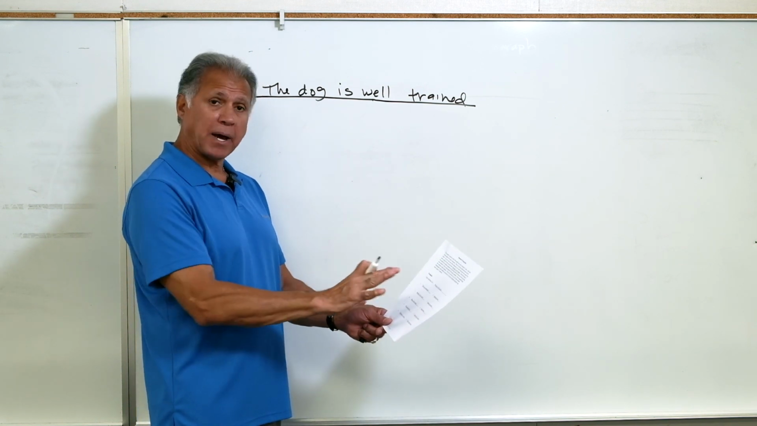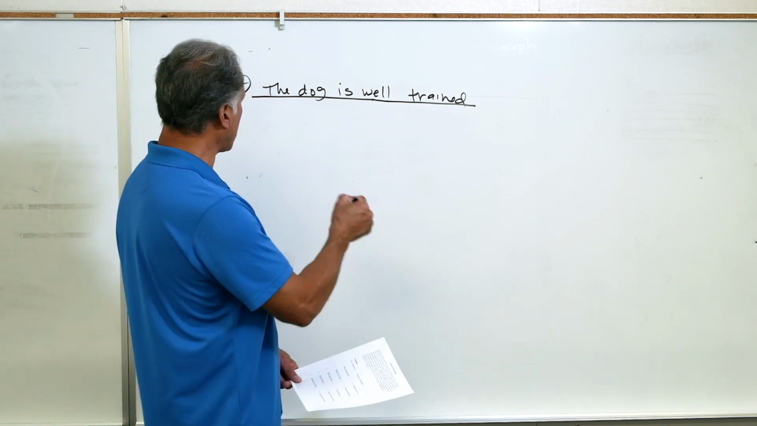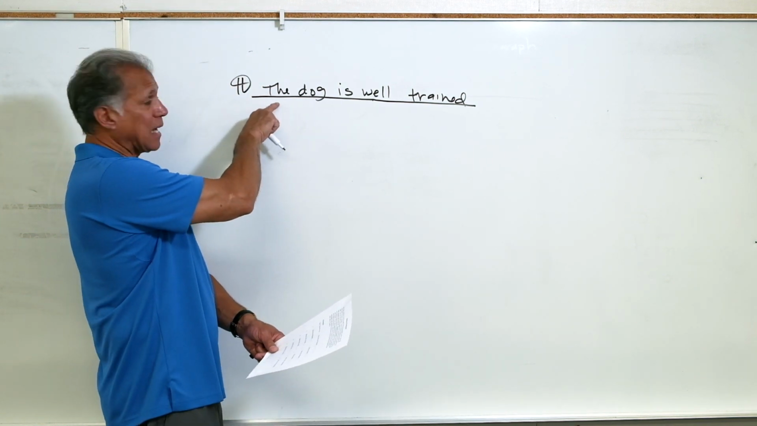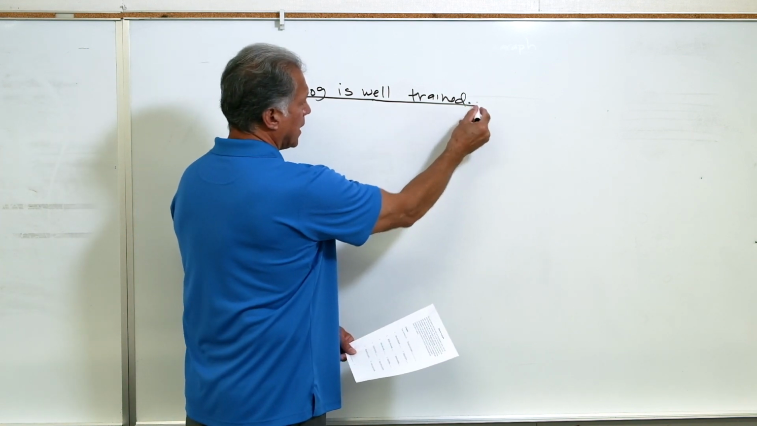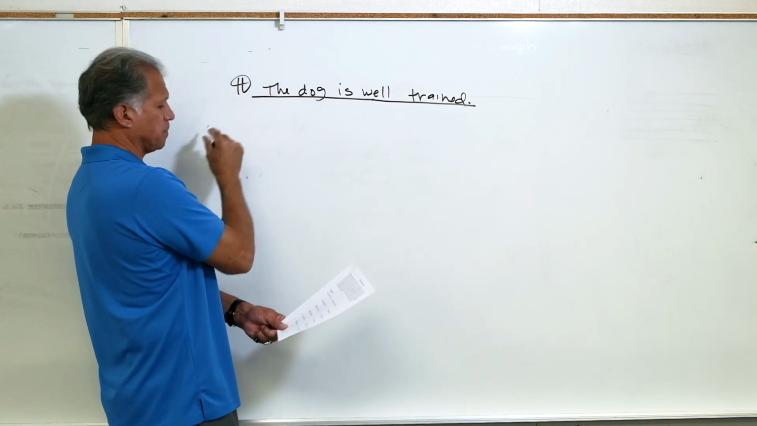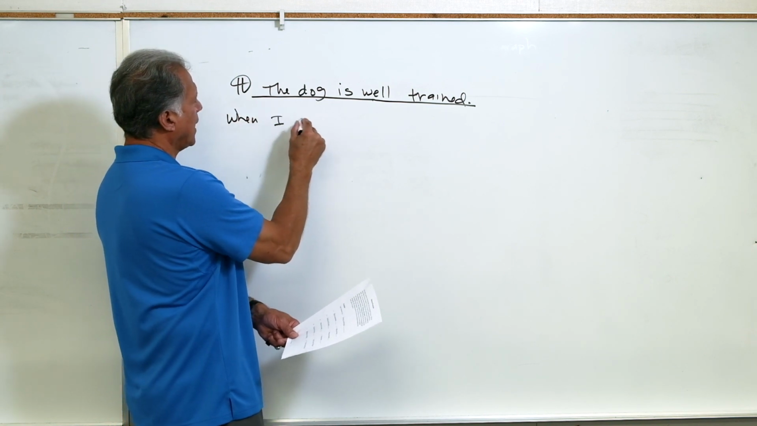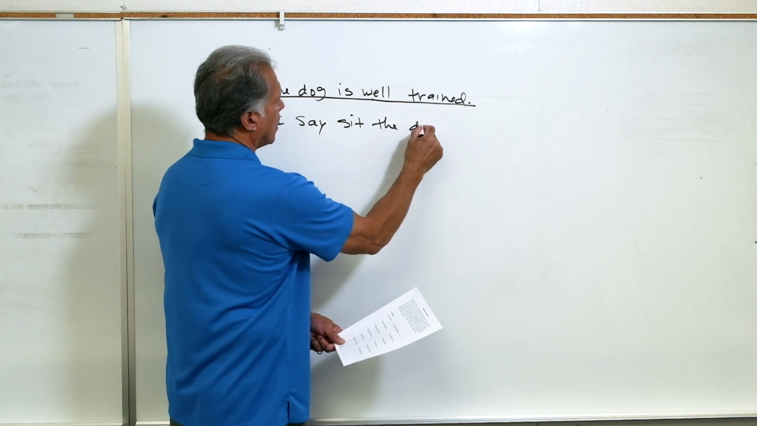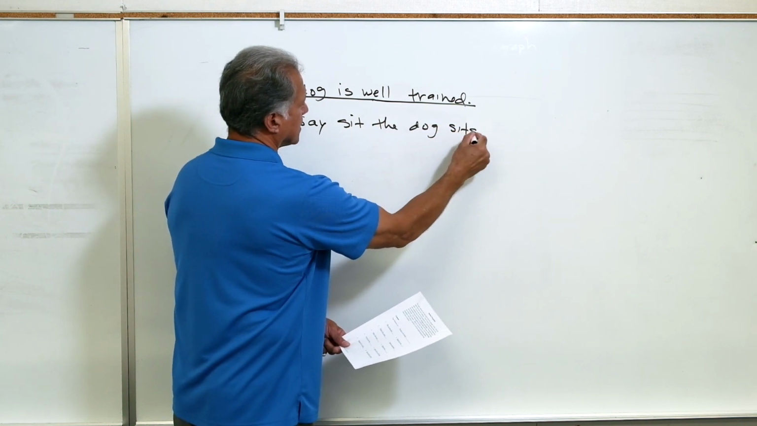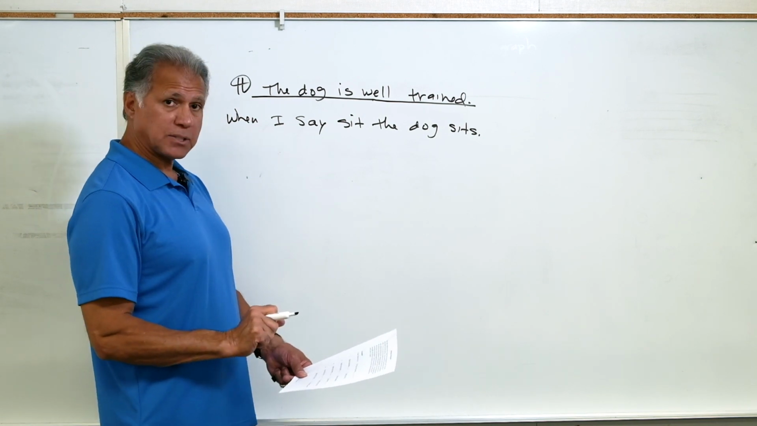Now, I'm just going to combine these ideas using sentences. So I'm going to start with my indented. That means I move this one in. The dog is well trained, period. Now I'm going to start over here. When I say sit, the dog sits. No questions asked. Now he walks on a leash and obeys the owner.